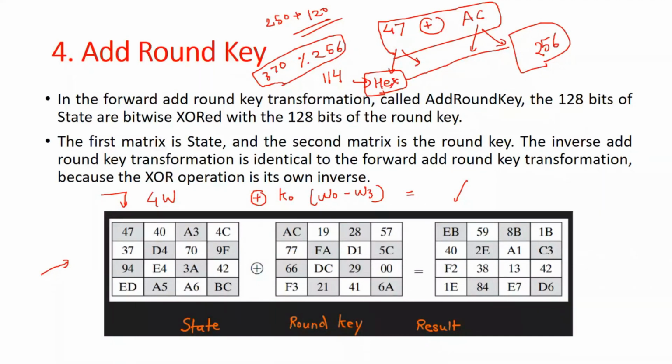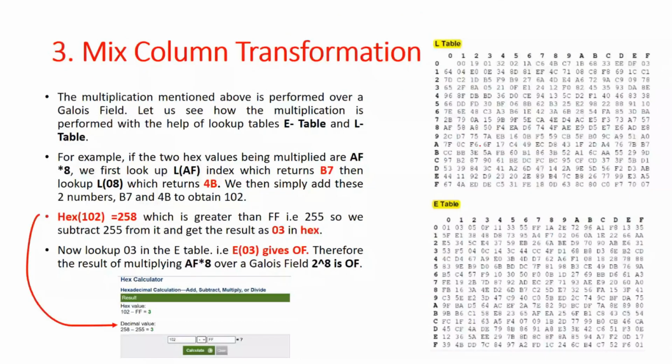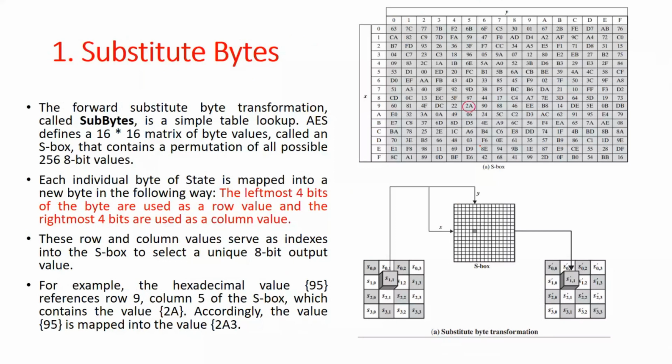So यही यहाँ पे परफॉर्म होता है पहला स्टेप. State plus the round key, it is added and we will get the result. So if you see, that is my step number 1. यहाँ पे जाता है. This is my step number 1.